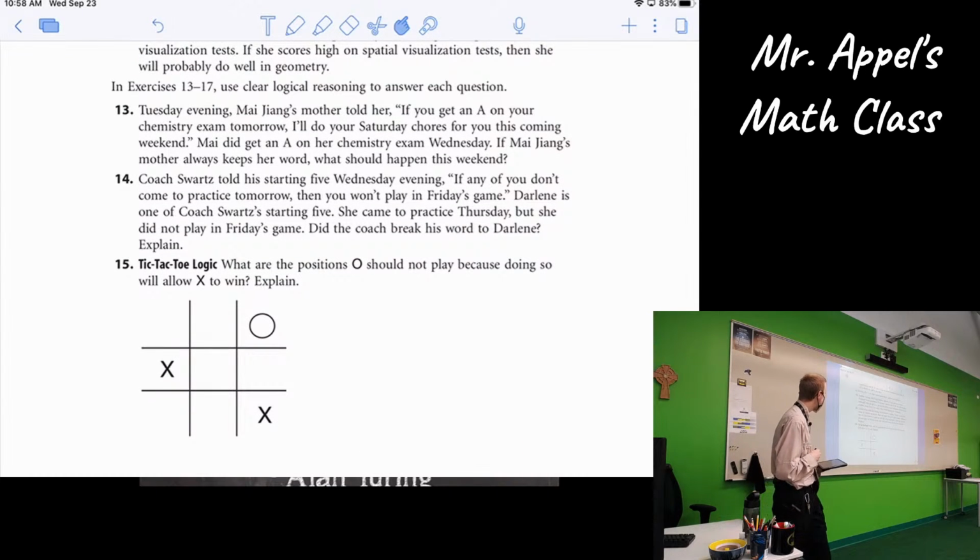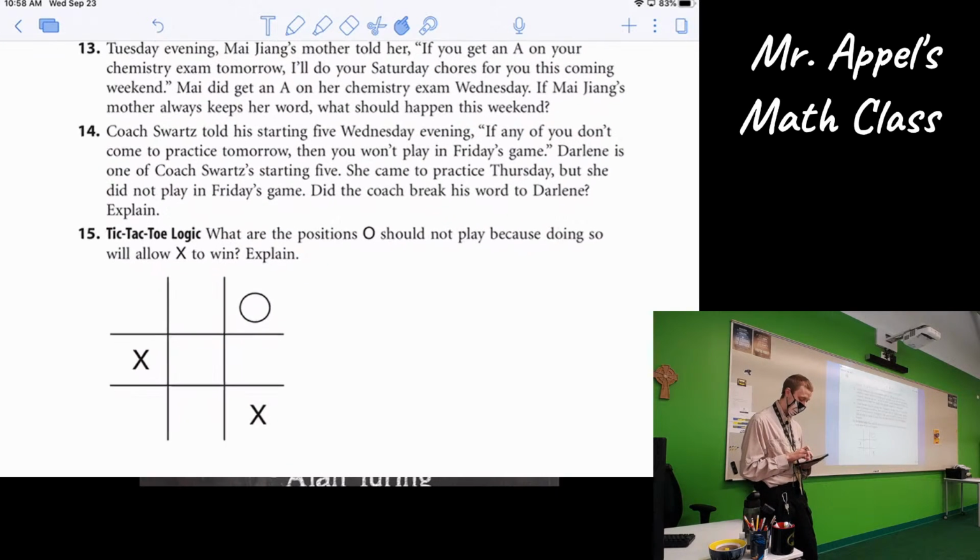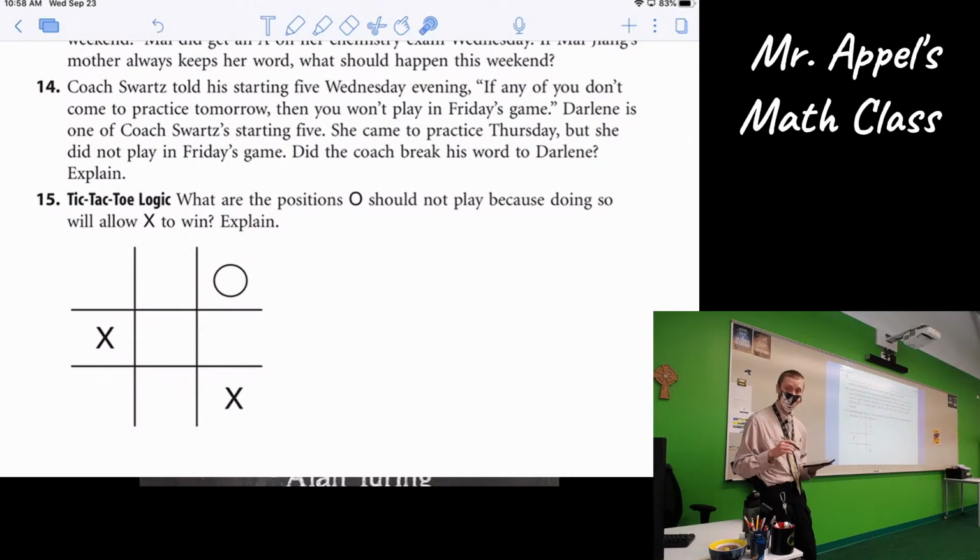And then towards the end, 13 through 17, you're not necessarily using a specific argument style. You're not identifying it. This is a more general problem. So for example, 15, good old tic-tac-toe. Remember when we played ultimate tic-tac-toe? That was great, right? What are the positions O should not play because doing so will allow X to win? Explain. Try to apply these rules of logic to this.